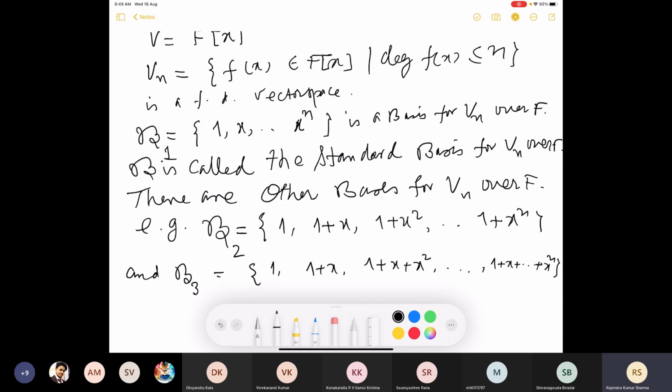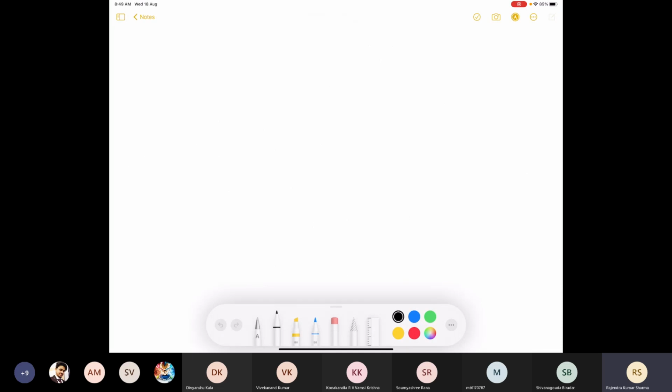So what appears is that if V is a finite dimensional vector space, in that case any two bases will have the same number of elements. So this is what we want to prove. Before that, we prove this observation.